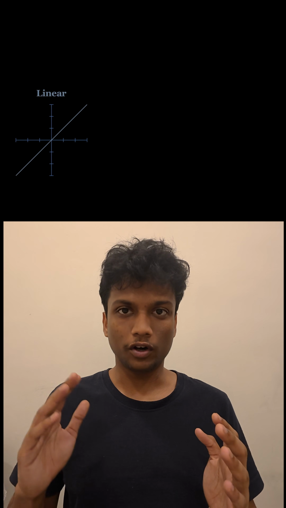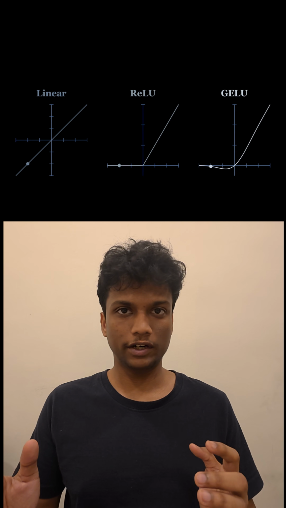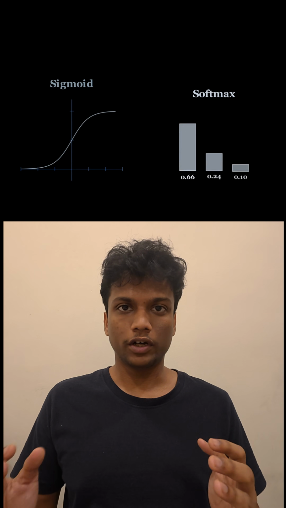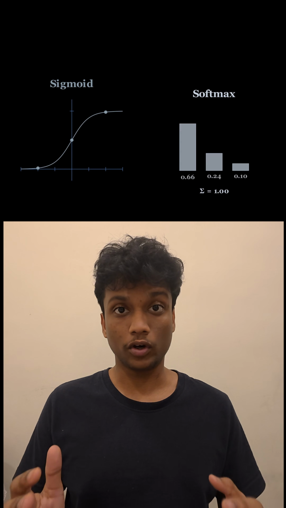So in summary, ReLU or GELU are in camp 1, where they help you modify or calculate numbers. And softmax and sigmoid are in camp 2. They compress the raw unbounded numbers into probabilities so that our model can make a decision.